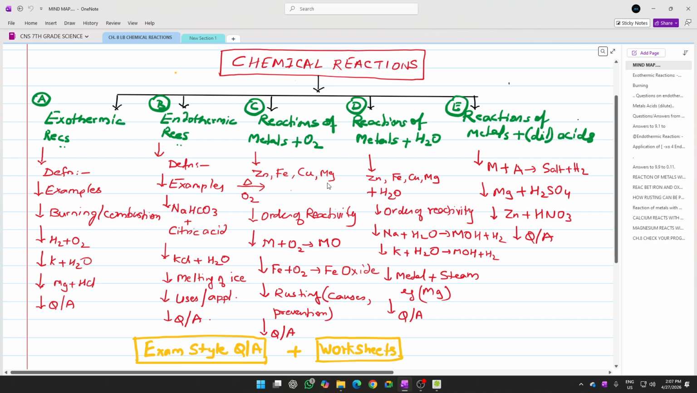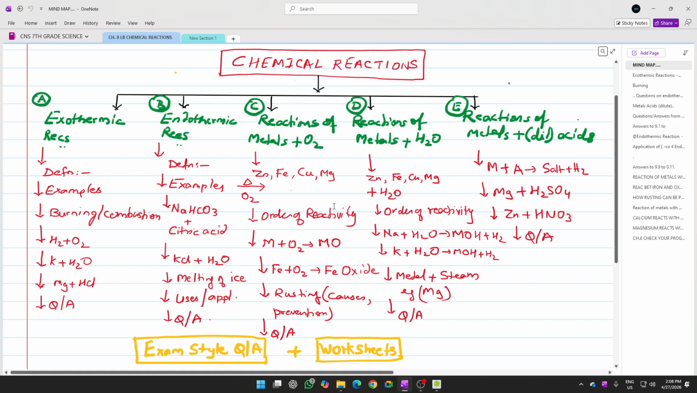I've written the symbol of these metals over here. Zn is zinc, Fe is iron, Cu is copper, Mg is magnesium. When we burn these metals in air, this is going to create a reaction between that metal and the oxygen, because air consists of oxygen, right? Air essentially consists of oxygen. So metals plus oxygen reaction is nothing but burning metal in air. So when you burn any metal in the presence of air, that is going to give you this reaction only, metal plus oxygen, right?